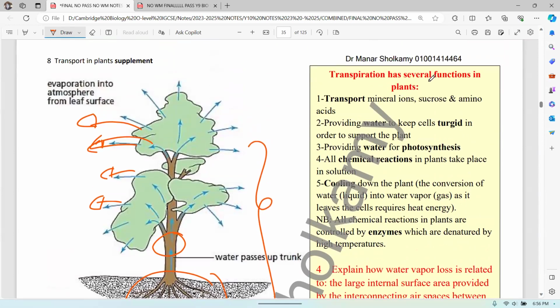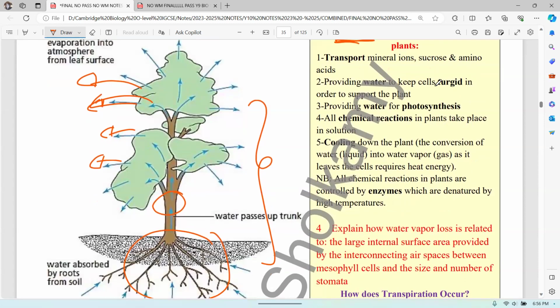Now, transpiration has several functions in plants. One of you was talking to me about the importance of transpiration. You will realize that we took this before because the importance of transpiration is the same as the importance of water in plants. Why plants cannot survive without water? Now let's read it together. Transpiration is important because it provides water to the plant, and water is needed for the transport of mineral ions, sucrose and amino acids. Water is important to keep the plant cells turgid.